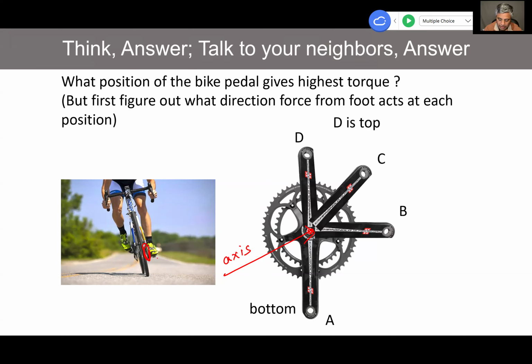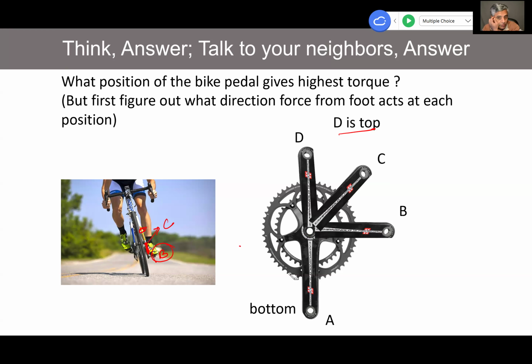So it can be at different places. When it is all the way at the top, that is this. When it is somewhere between the top and the horizontal one, just like we have here, that is C. And when it is totally horizontal, that is choice B. And when it goes all the way down, that is A. So all the way up is D, all the way down is A. That's top and bottom, and these in between are horizontal.